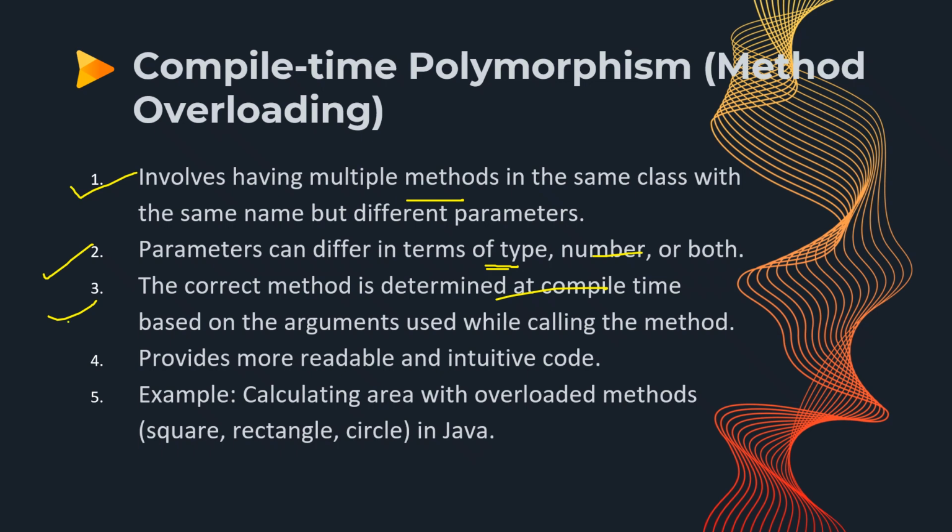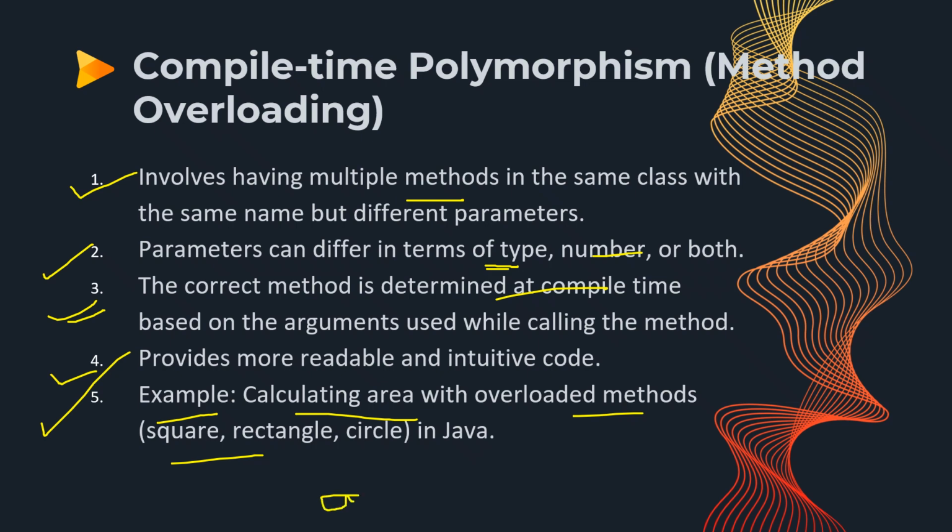So it is compile time. It provides more readable and intuitive code. So it provides very readable code by using polymorphism. An example of that is calculating area with overloaded methods. It means we will provide just one method name, known as area.